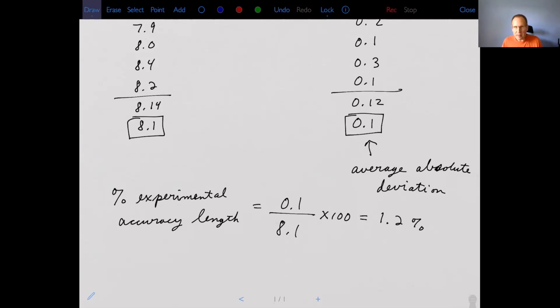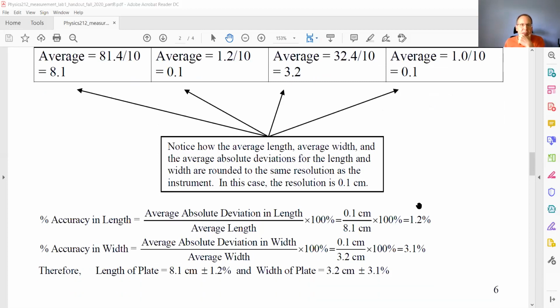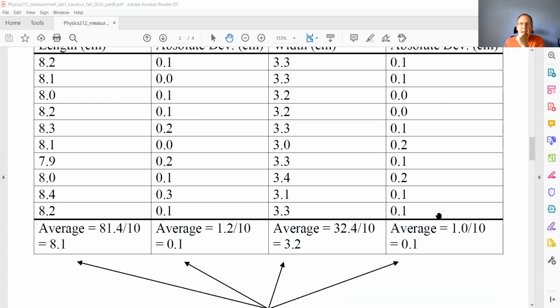So that's it. It's always going to be your average absolute deviation divided by your average value, in this case, your average length, times 100. That's how you compute the percent experimental accuracy. Okay, so if we go back to the handout. In this case, I computed the percent experimental accuracy for length. I got 1.2%.